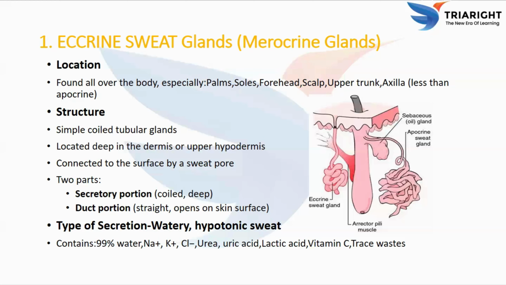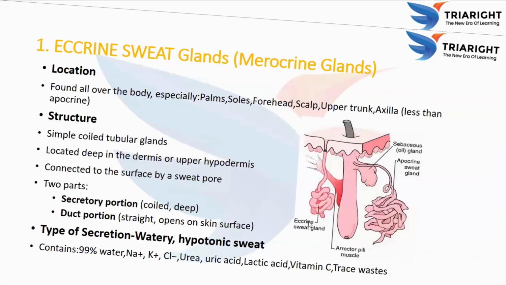What are the functions of the eccrine sweat gland? Although not written, these are the main functions. What are those? Thermoregulation, nothing but cooling of the body. It maintains skin hydration. It also helps in the excretion of metabolic waste, and it helps maintain the skin's pH, nothing but the acidic layer, which protects against bacteria. So this is the type of secretion for the eccrine sweat glands.